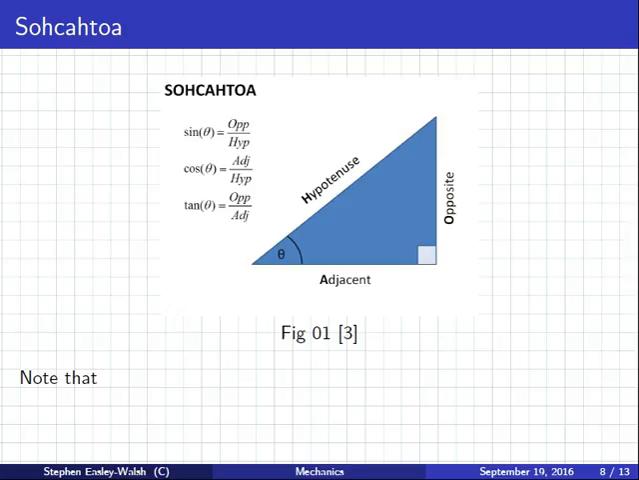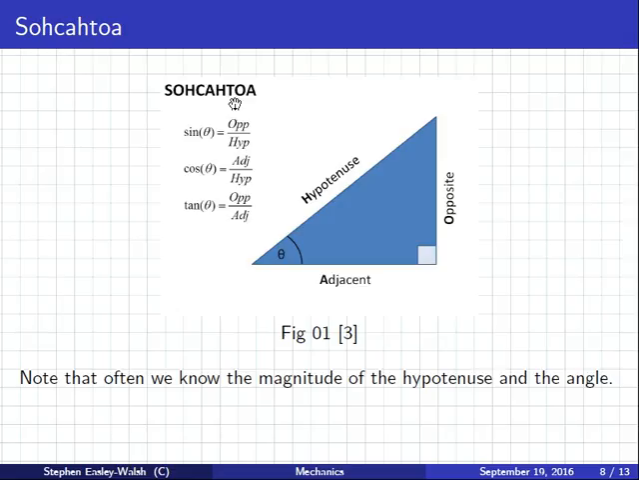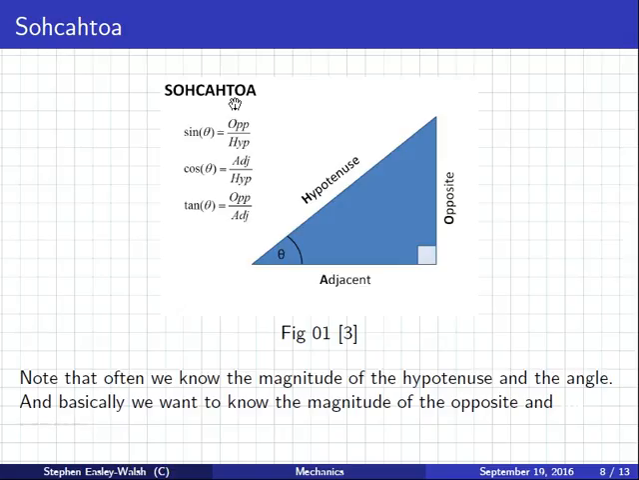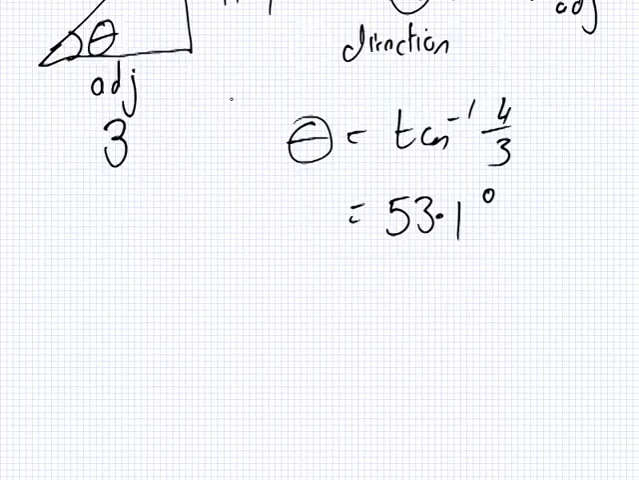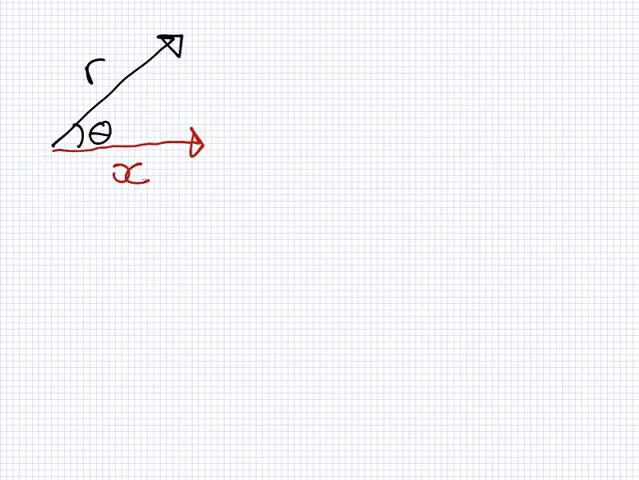Okay, so normally what happens with these questions is that you know the magnitude and you know the direction. That's the typical situation. And basically we want to know the opposite and the adjacent. So we can use sine, cos and tan to resolve it. And let me show you how. Normally you know what the magnitude is, so let me just call that r, and normally you know what the angle is, let me call that theta. And what you want is to know this magnitude, which is x, and then this magnitude, which is y.